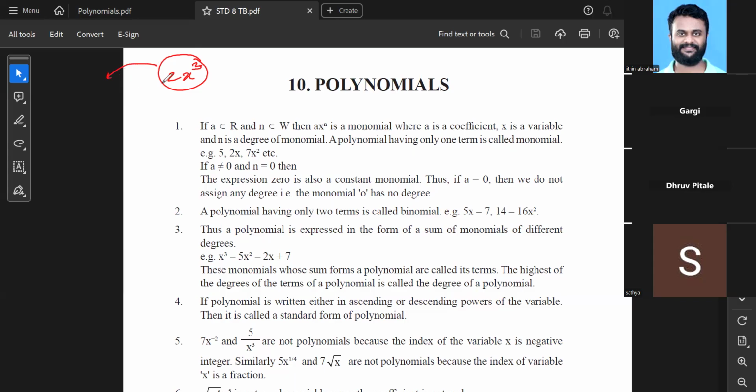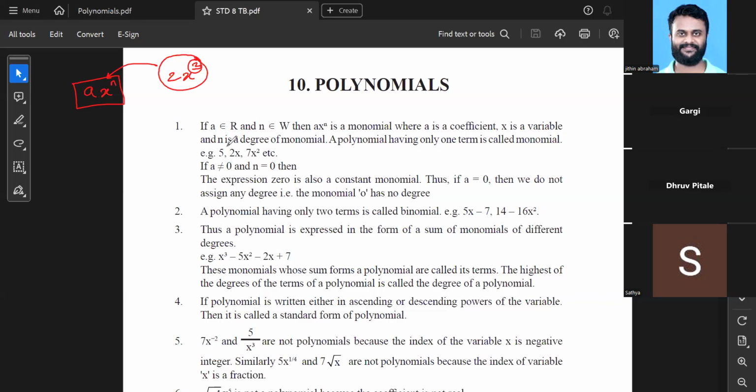This thing has a general formula. Instead of 2, I'll write a. Instead of x, I'll write x itself. Instead of 3, which is the power of x, I'll write n. So a multiplied by x raised to n is the general formula of a monomial.